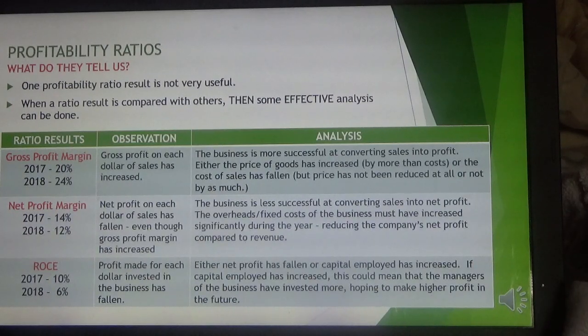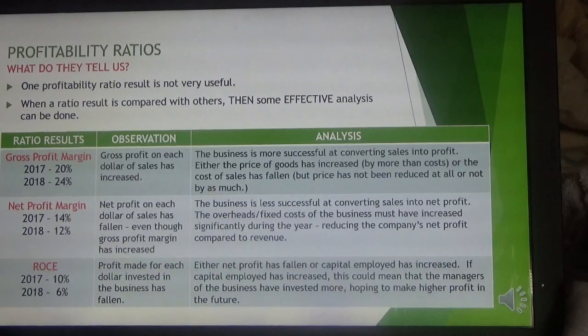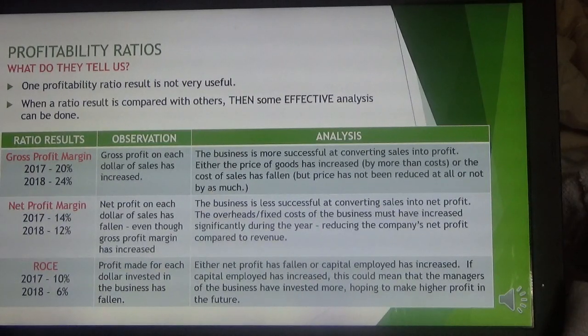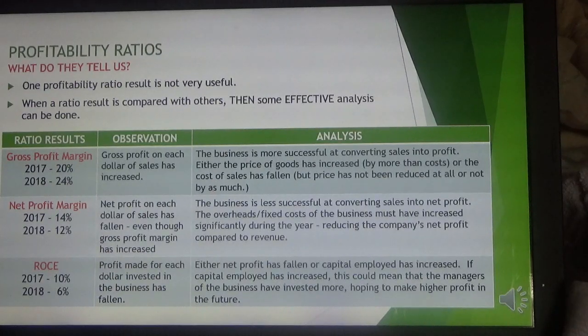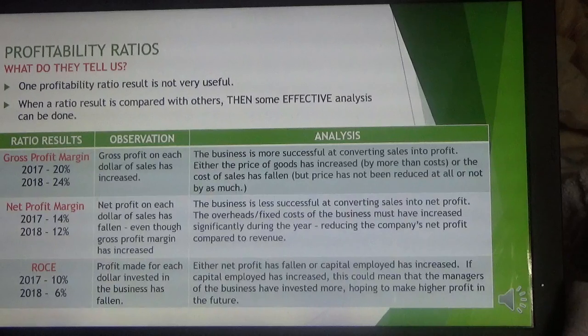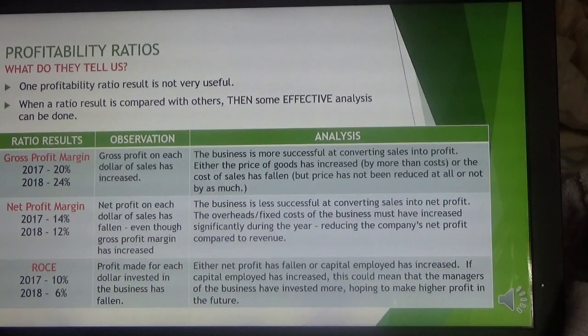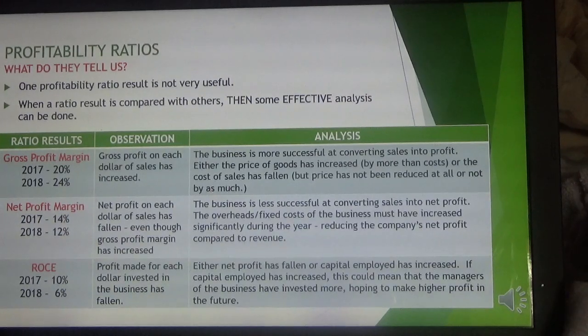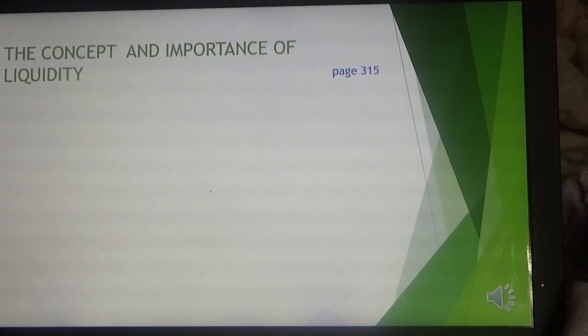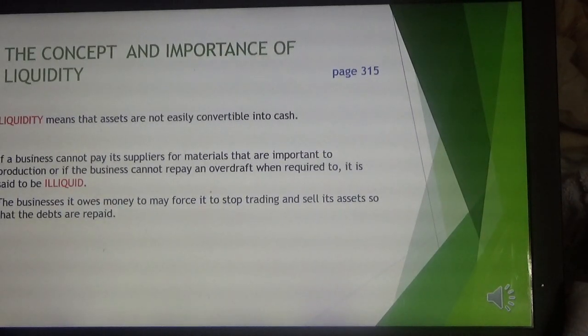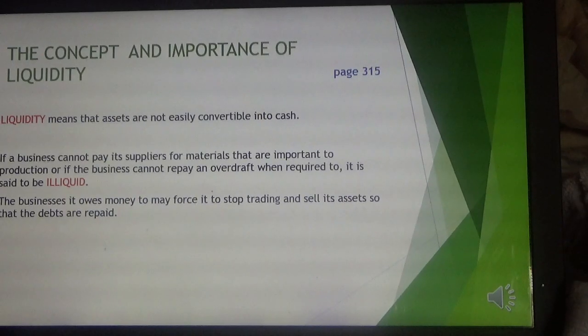2017 is 10%, 2018 is 6%. Now the observation is that profit made for each dollar invested in the business has fallen. And what's the analysis? Either the net profit has fallen or the capital employed has increased. If capital employed has increased, this could mean that the managers of the business have invested more, hoping to make higher profit in the future. So we're done with unlocking the difficulties in profitability, the concept and importance, and the different ratios.